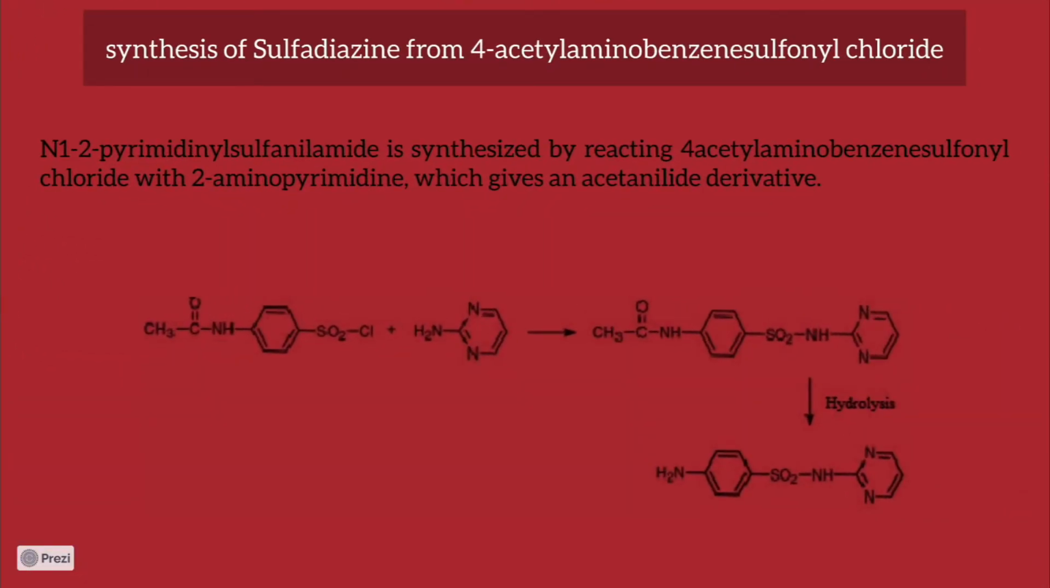The reaction of 4-acetylaminobenzene sulfonyl chloride with 2-aminopyrimidine will give an acetanilide derivative, which is N1-2-pyrimidinyl sulfanilamide. The subsequent hydrolysis of this product with a base leads to formation of the desired sulfadiazine.